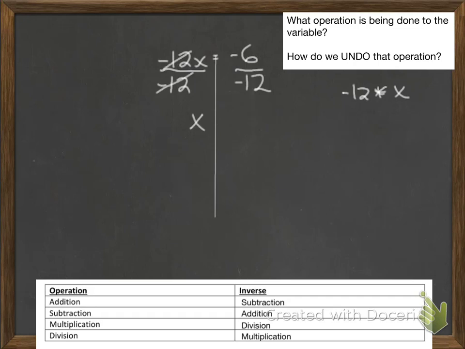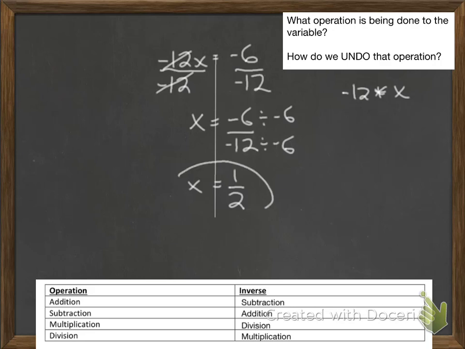The negative 12s cancel out. Then we have negative 6 divided by negative 12. What is that? It's a fraction that we can reduce. If I divide the top by negative 6 and the bottom by negative 6, then negative 6 over negative 12 reduces to positive 1/2. So my final answer is that x is equal to 1/2.